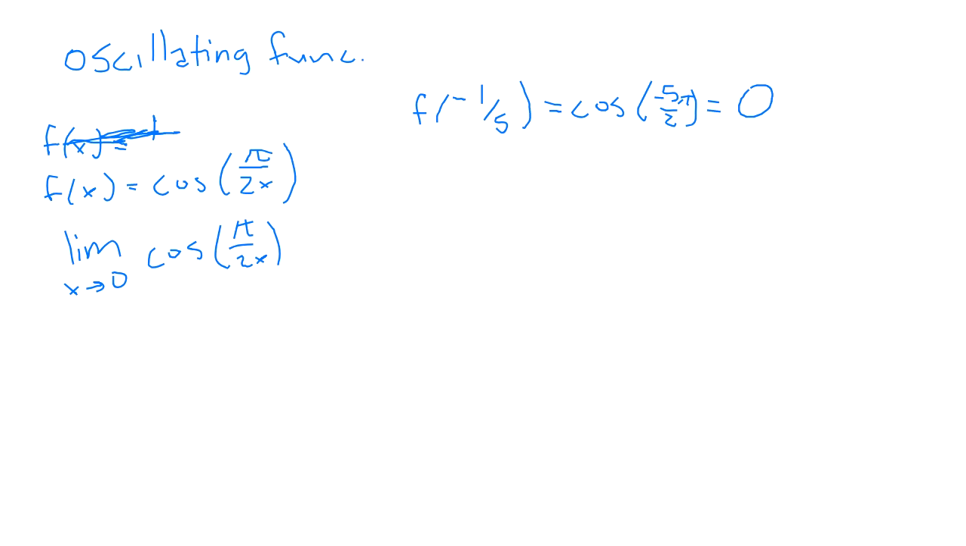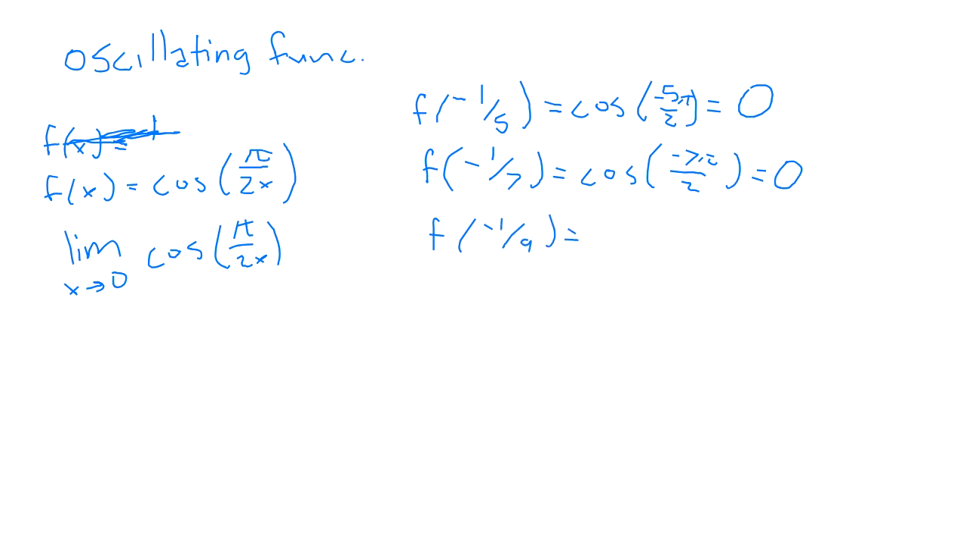Now let's get a little bit closer. Now we have f of -1/7. This is going to give us the cosine of -7π over 2, which once again is going to get 0. Now we're going to plug in f of -1/9. We're getting even closer now, which equals the cosine of -9π over 2. Once again, 0.